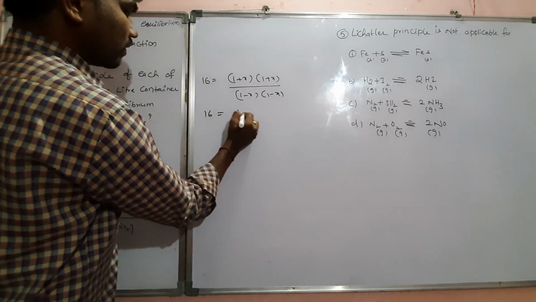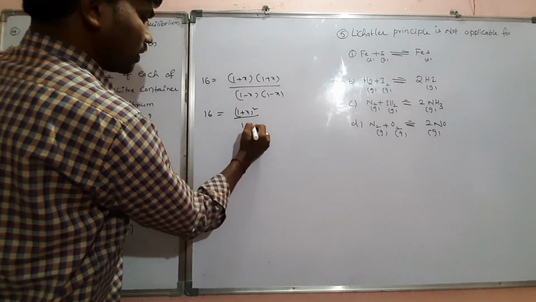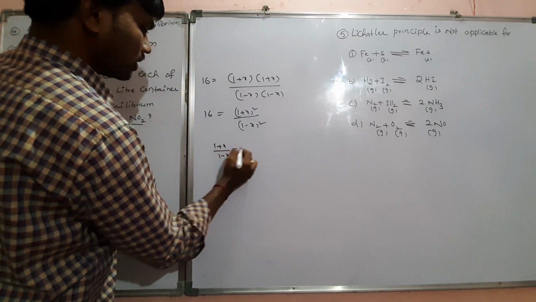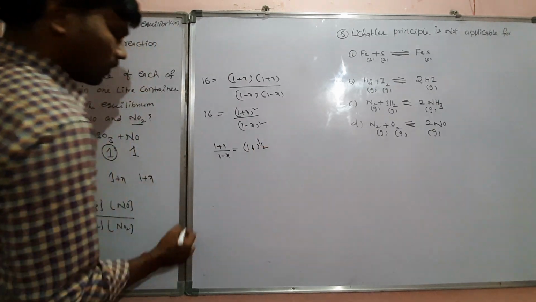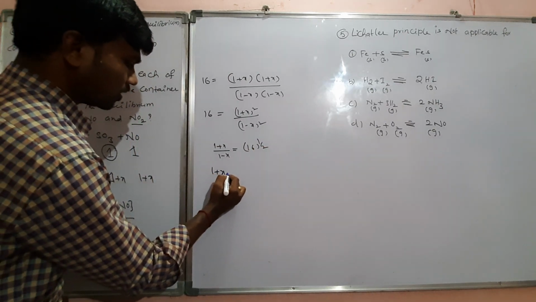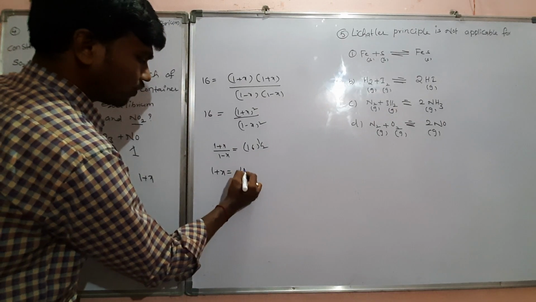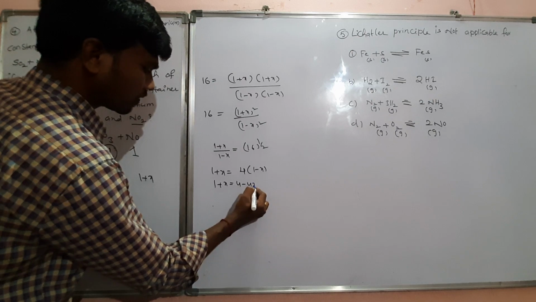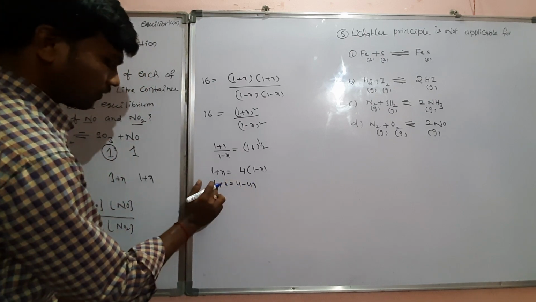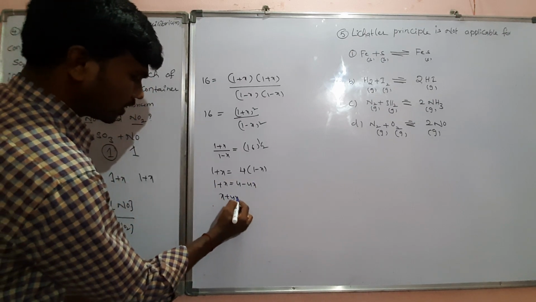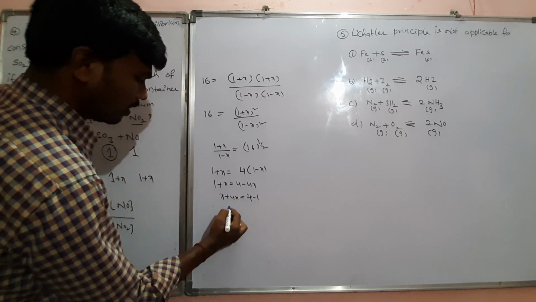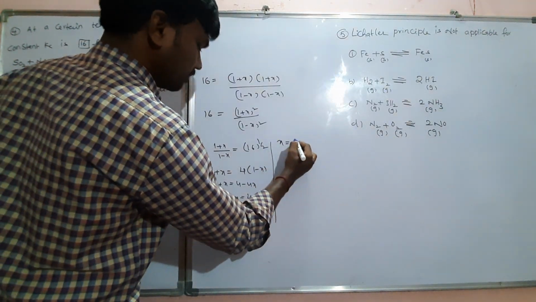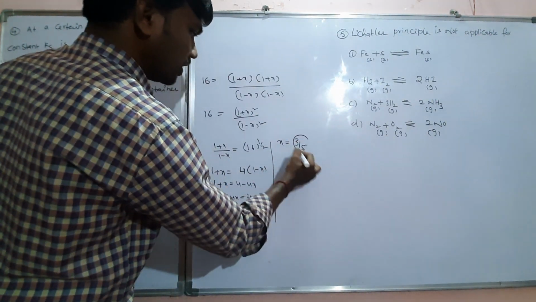So 16 is equal to 1 plus x whole to the power of 2 over 1 minus x whole to the power of 2. So 1 plus x upon 1 minus x is equal to 16 to the power of 1 by 2, which is 4. So 1 plus x is equal to 4 into 1 minus x. So 1 plus x is equal to 4 minus 4x. Taking this to that side, x plus 4x is equal to 4 minus 1, so 5x is equal to 3. Simply x is equal to 3 by 5. So the x value is 3 by 5.